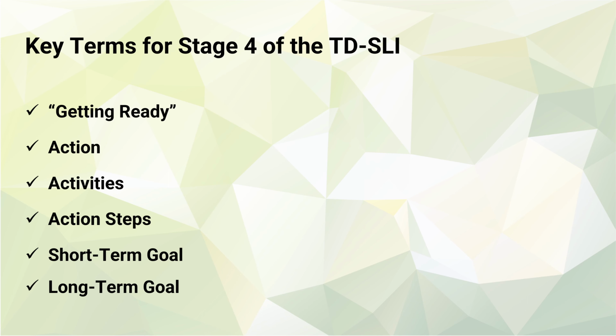So a little bit different, right? The short-term goal is what comes of all of these action steps, those actions and activities that we combine and collaborate together on. And that results in our short-term goals, but our long-term goals are the result of reaching those short-term goals.